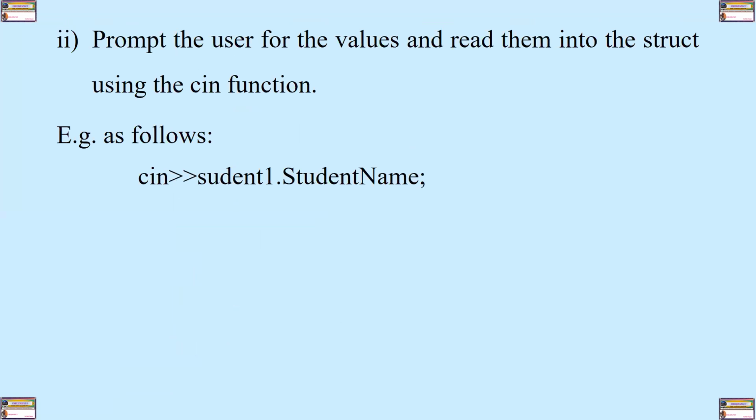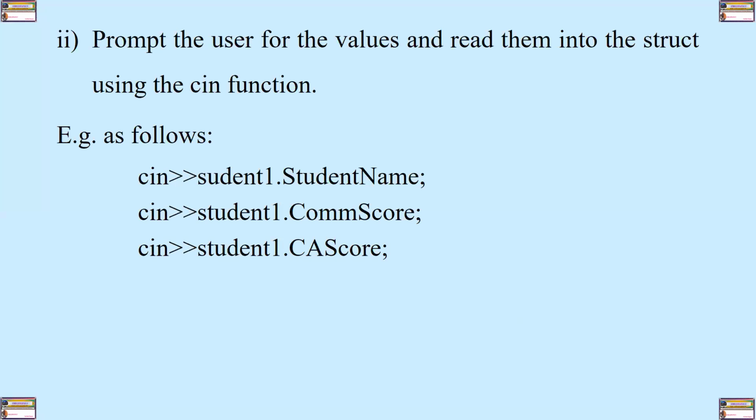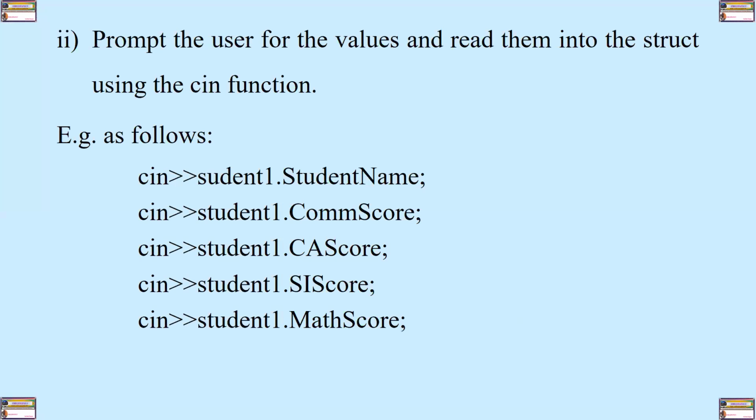For example, if you tell the user to key in the student name, whatever is entered is picked and stored in the member called student name, which is accessible through the structure variable called student1. The same applies to COMScore. So these statements are for the cin. If you want to enter, for example, OOP score, you request the user to enter the score in OOP, then that value will be picked and assigned into the member called OOP score, which is accessible through the variable called student1.